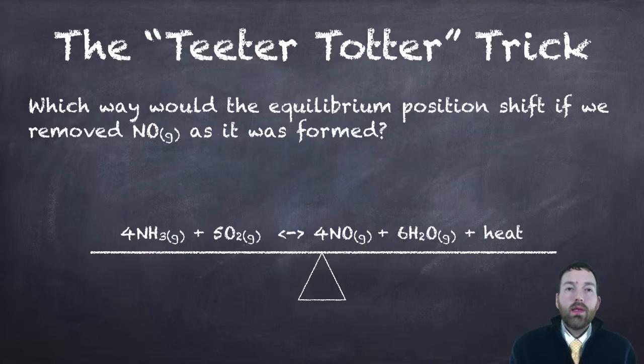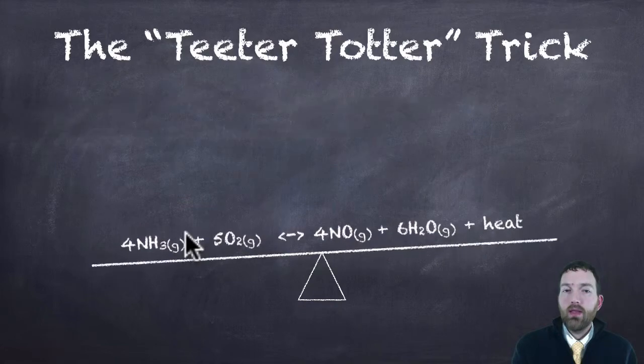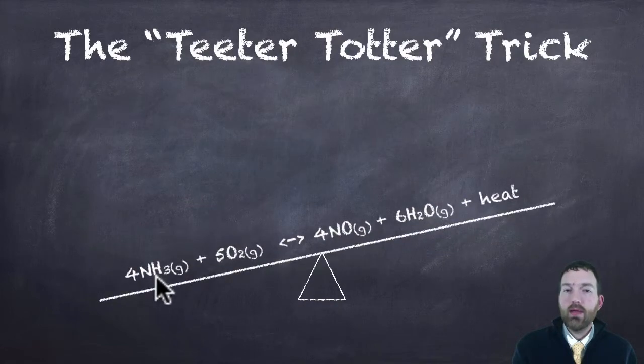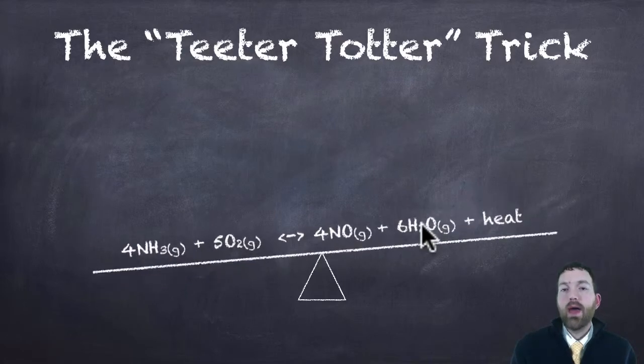So what if we removed nitrogen monoxide gas as it's formed? So nitrogen monoxide is on the right, so it's like taking a kid off the right-hand side of this teeter-totter. Now the left-hand side will have more weight, and the teeter-totter will tilt to the left. So the reaction will have to shift to the right to bring it back into balance.